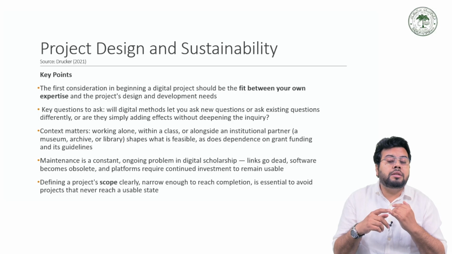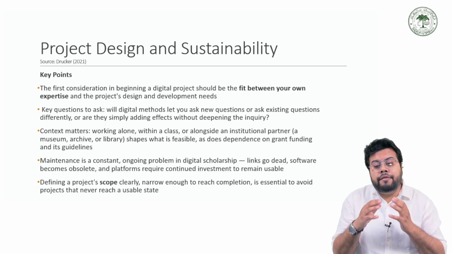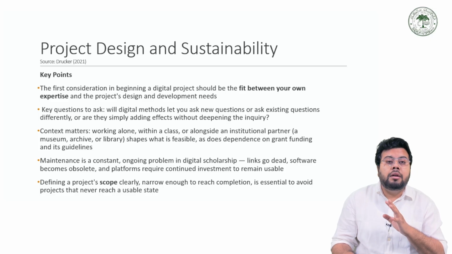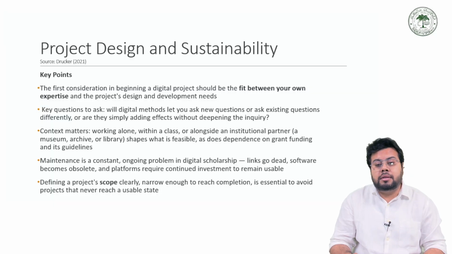Now, finally, define your project scope clearly, narrow enough that you can actually reach a finished, usable state. Overly ambitious scope is one of the most common reasons digital humanities projects never get completed. So one should not be over ambitious.